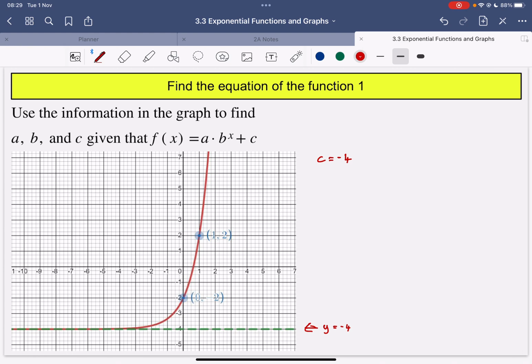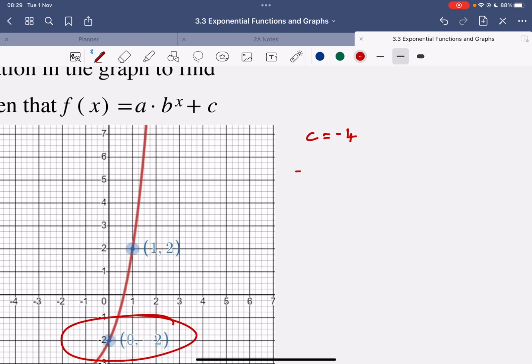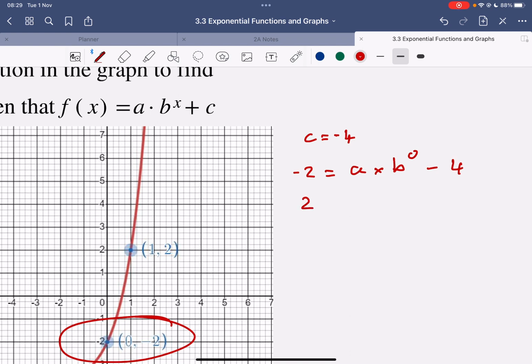So now let's use this coordinate here and see what that gives us. That's telling us that when we put 0 in, I get -2 out. So -2 comes out when I put 0 in. So I've got A times B to the power of 0, and I now know my C number. So a bit of rearranging becomes 2 if I add 4 to both sides. B to the power of 0 is 1, so A is 2. So I've got my C value. I've got my A value.